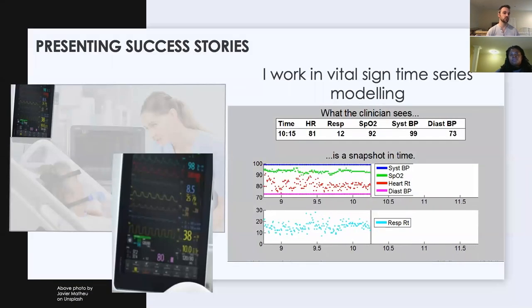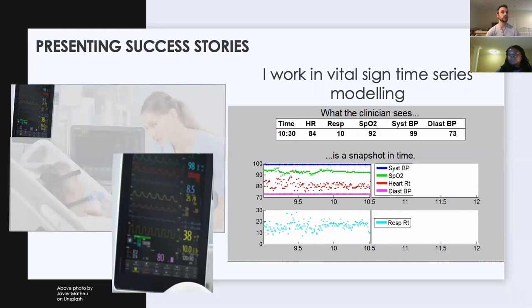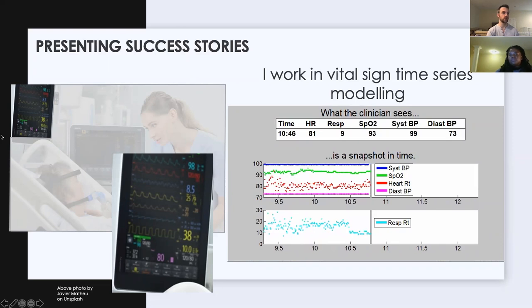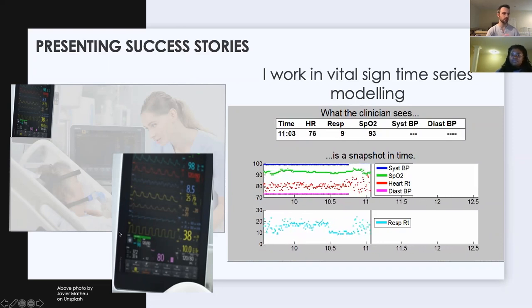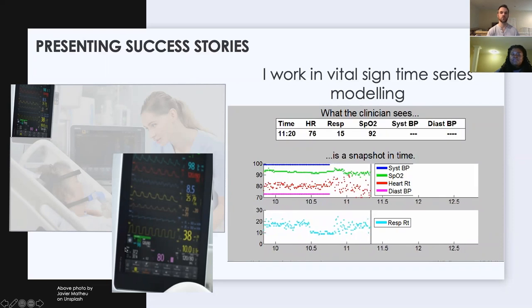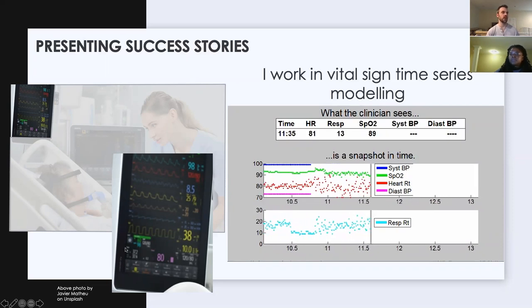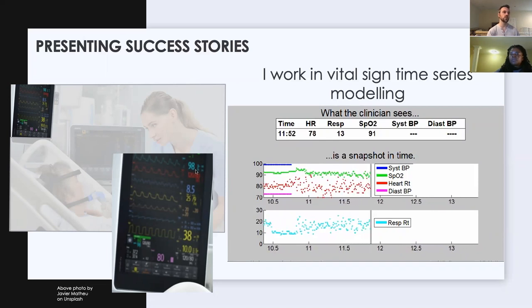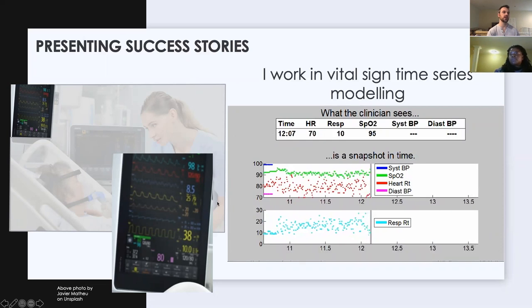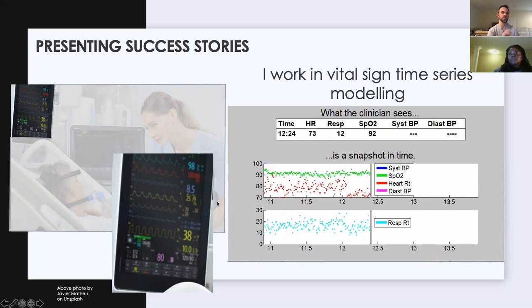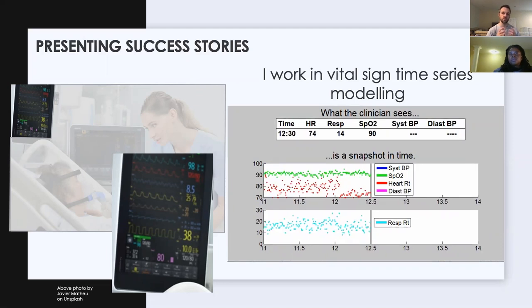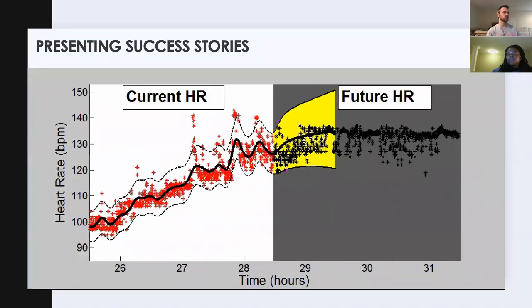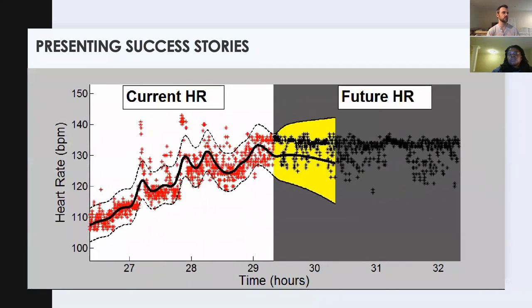An example could be my own work in vital sign patient monitoring. For anyone who has seen the medical dramas on television, they have these screens that show a patient's vital signs like heart rate, respiratory rate, SpO2. What a clinician, a doctor, currently sees is the patient's vital signs at a current snapshot in time. But because they aren't computers, what they miss out on is that rich tapestry of time series information that's left behind. There's a rich time series that is only culminating in a single snapshot that they're seeing. And so when presenting my success story, it might be something like this.